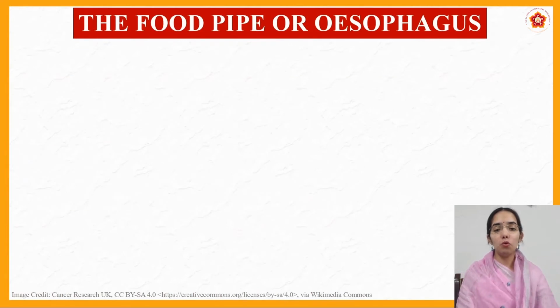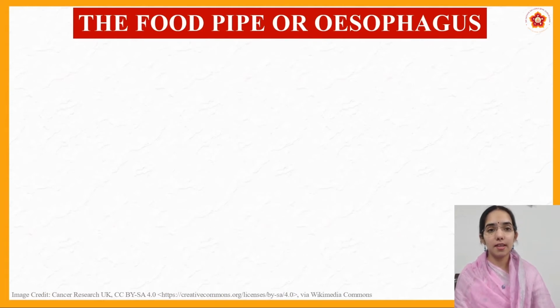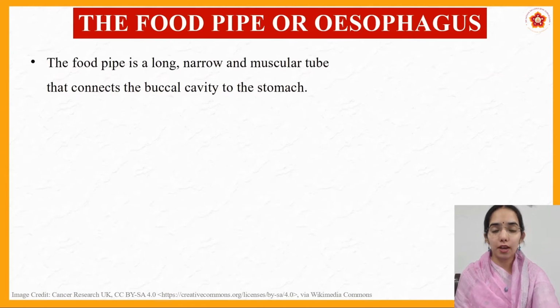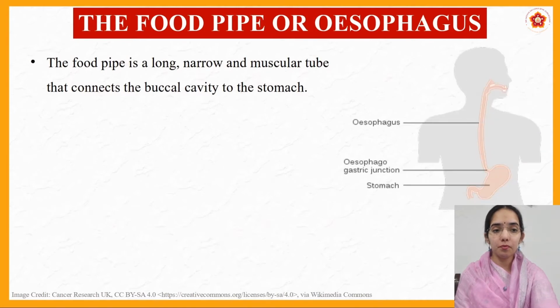Now let's study about the food pipe or the esophagus. We know that from our mouth, the next place where digestion takes place is the stomach. To reach the stomach, food passes through the esophagus, which is also commonly known as the food pipe. The esophagus is a long, narrow and muscular tube that connects the buccal cavity to the stomach. You can see in the diagram, esophagus connects our buccal cavity to the stomach.